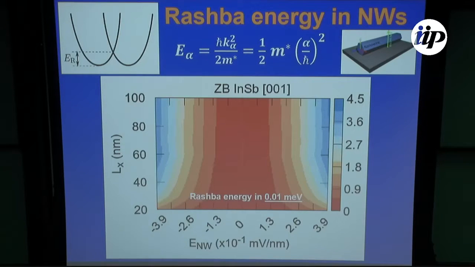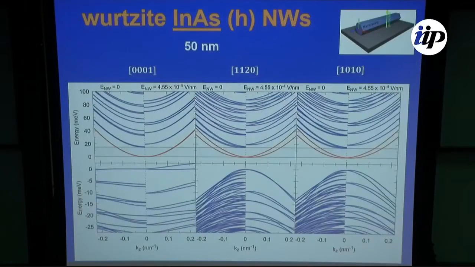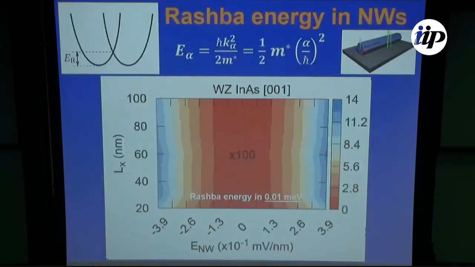I know Leo Kouwenhoven said, I need 1 meV. Well, at most we got from different directions something like 0.4 meV in these nanowires. This would be wurtzite indium arsenide, again hexagonal, a sort of similar structure. You get many bands and so on. You do the analysis, and in this particular direction, it should actually be 0001. So again, for the hexagon you get even less, because this is the value multiplied by 100. Along other directions it's more, but we haven't reached 1 milli-electron volt in these nanowires.